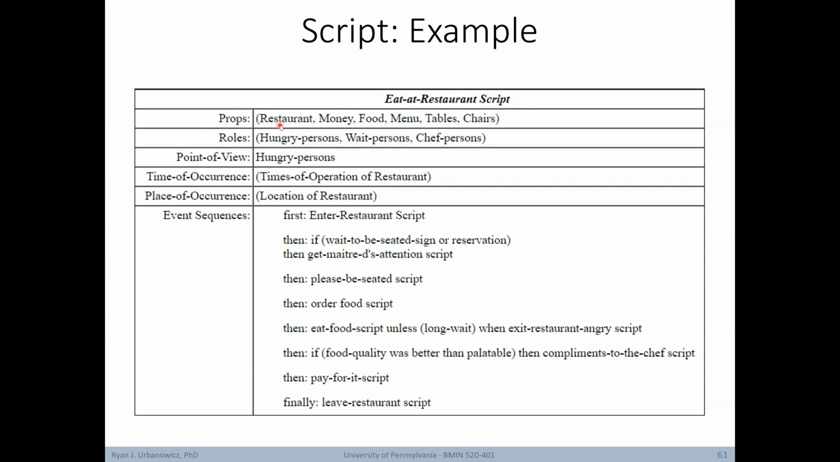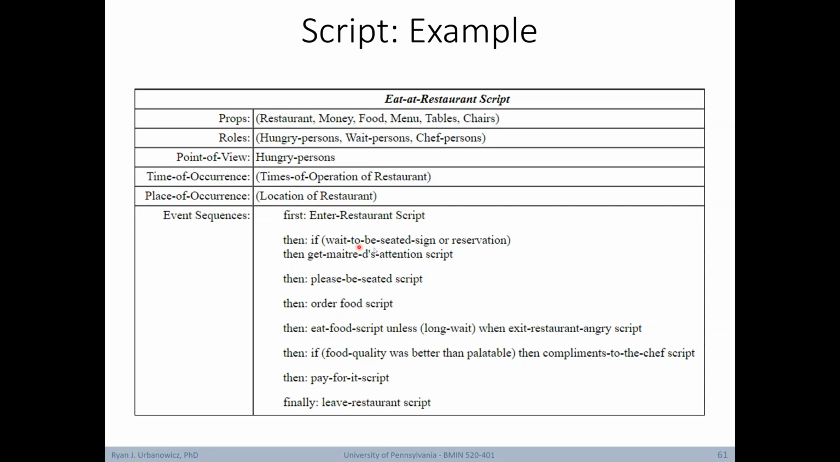We have props, including the restaurant, money, food, menu, tables, chairs, the roles taken on by hungry people, wait staff, and the cooks. The point of view taken on by the script is that of the hungry people. The time of occurrence is the time of operation of the restaurant, and the place of occurrence is the location of the restaurant. Here we can see how scripts lay out events.